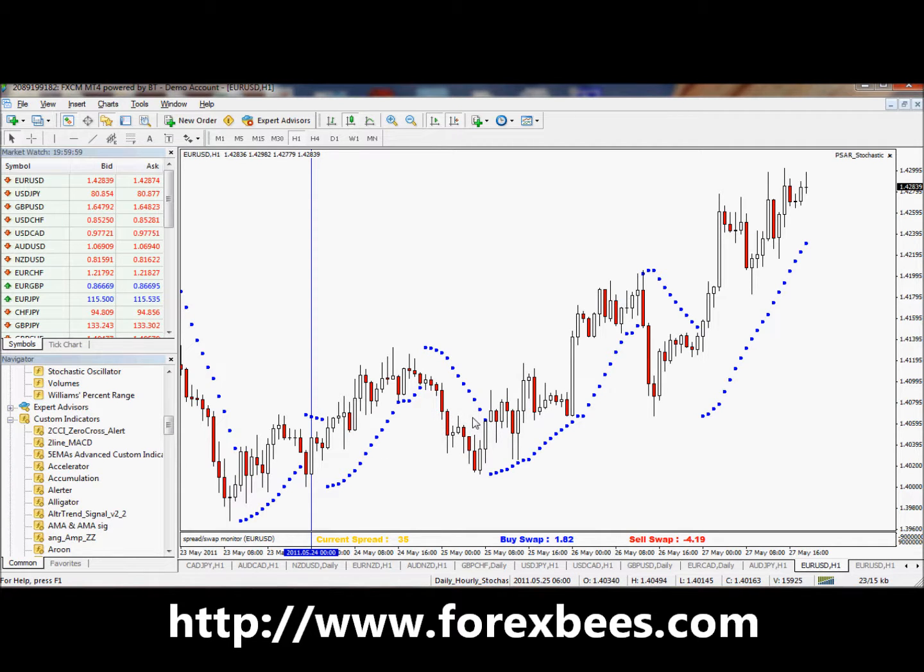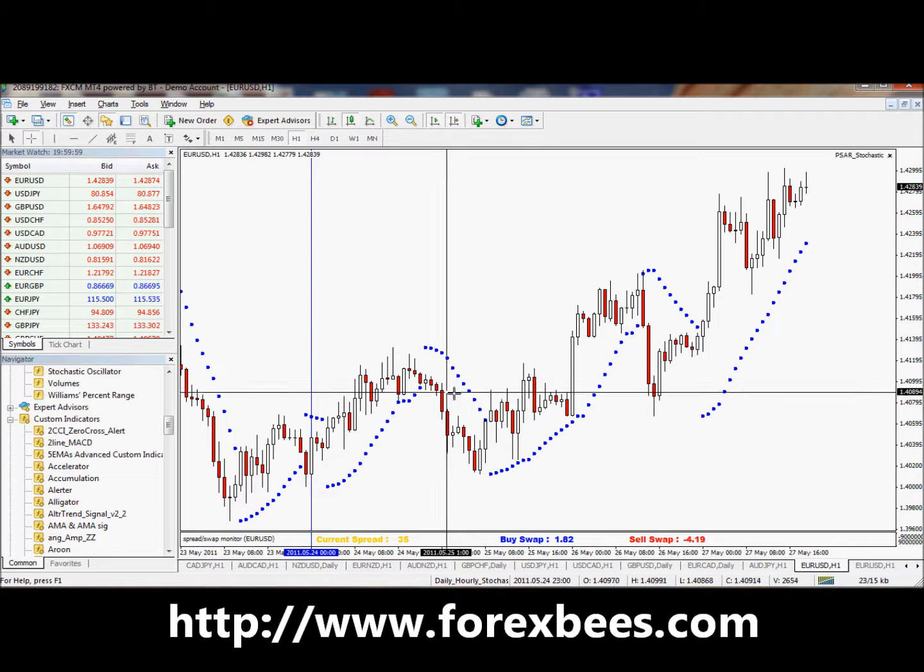The technique here is we enter short trades only when the Parabolic SAR dots are broken in the downward direction, because we are looking for short trades. At this point, see this one. The Parabolic SAR dots are below the hourly chart candlesticks, and at this point the Parabolic SAR dot is broken. That means the candlestick has crossed the Parabolic SAR indicator at this point.